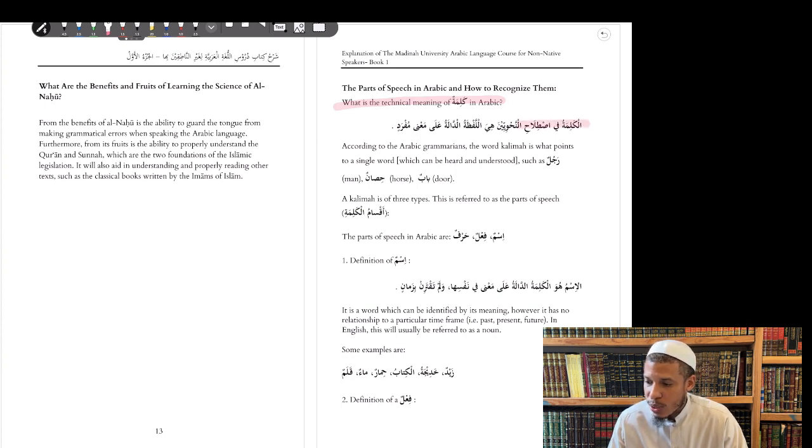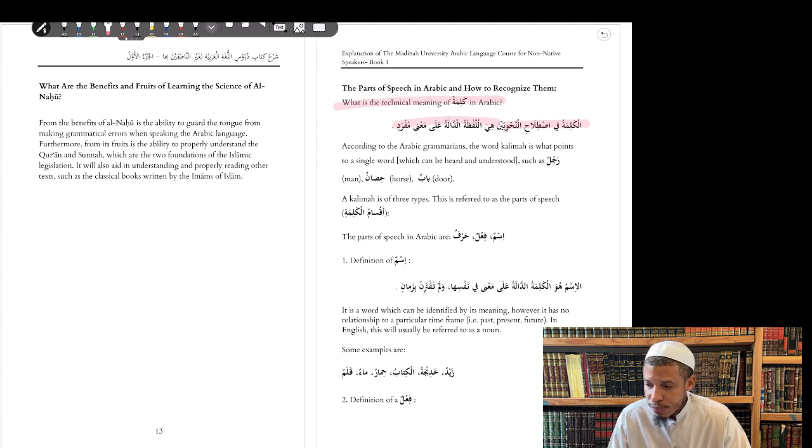الكلمة في اصطلاح النحويين هي اللفظة الدالة على معنى مفرد. According to the Nahwiyun, or the Arabic grammarians, the word kalima is what points to a ma'nan mufrad, a single word. And this word has to be heard, right? So ishara, if a person points, is not called a kalima. And likewise, it must be something which is understood in the Arabic language, and it must be a word put down or founded by the Arabs.